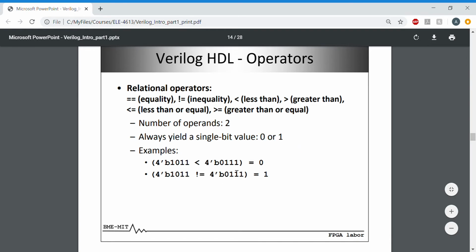So examples: this is less than this. Is 1011 less than 0111? No, that's not true, so the value is 0. Is 1011 different than 0111? That's true, so the outcome is going to be 1.